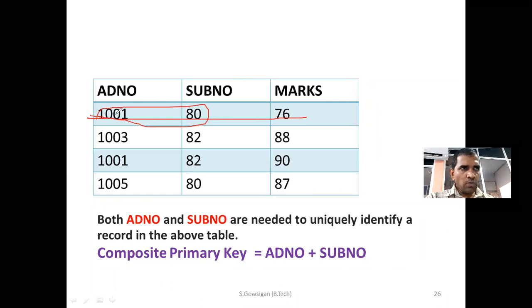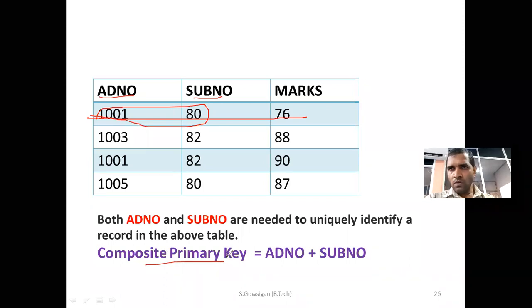1001 cannot be used alone because 1001 is repeated. 8 alone cannot be used because 8 is repeated. But when you use both together, it is possible to identify the first record, right? So what are they? They are admission number and subject number. So to identify a record, both ADNO and SUBNO are needed. That's why they are a composite key.